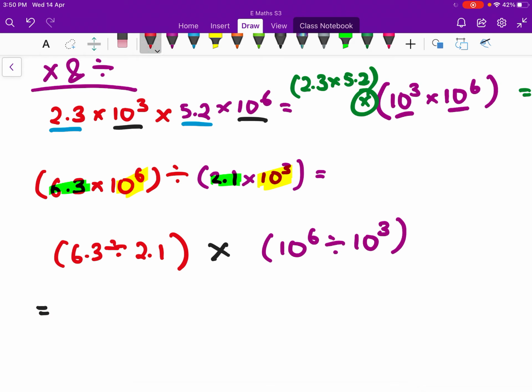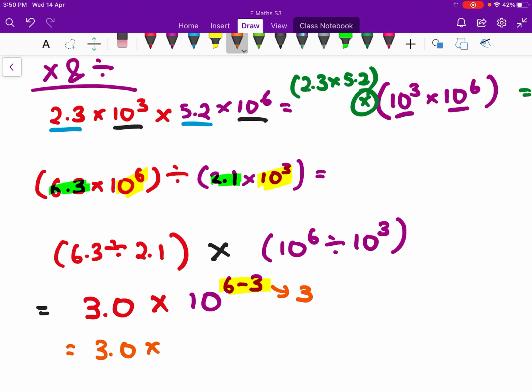So the number first, the number is about 3, you can also put 3.0, multiply with 10 to the power of 6 divided by 10 to the power of 3. So this is back to our indices law number 2 already. The base is the same, just that the index you minus away. So 6 minus 3 is 3. So this is just 10 to the power of 3. So it's about 3,000 like that. So this is more or less the standard form that we need to know for O level.